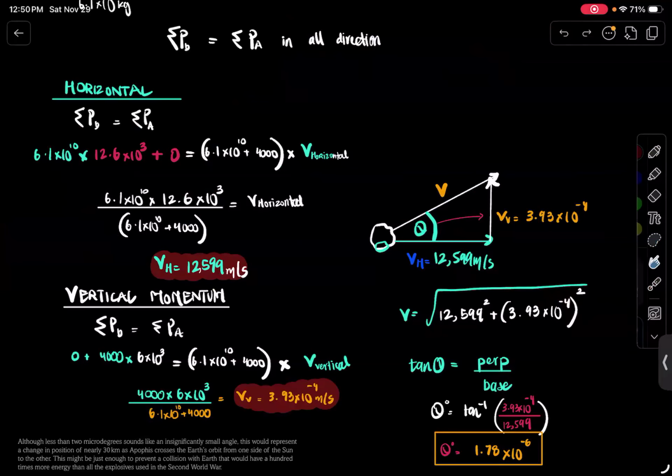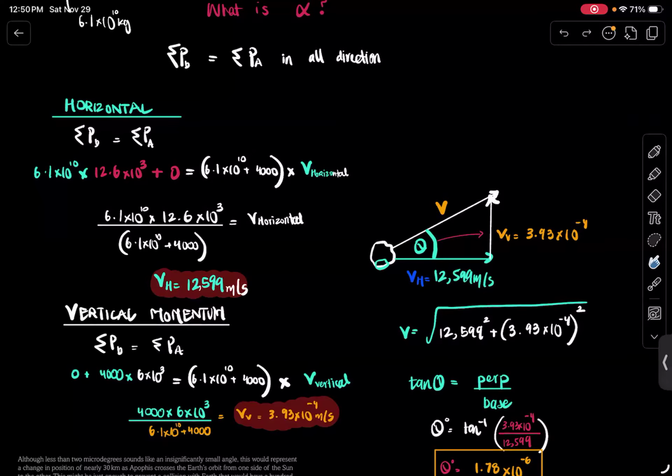Okay, it's all just vectors and conservation of momentum in a single dimension. You compare it with horizontal, then you compare it with vertical, and then you just use vector resolution, and then you figure out theta. Now, what do you think?